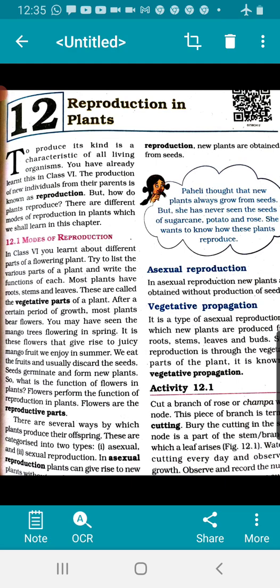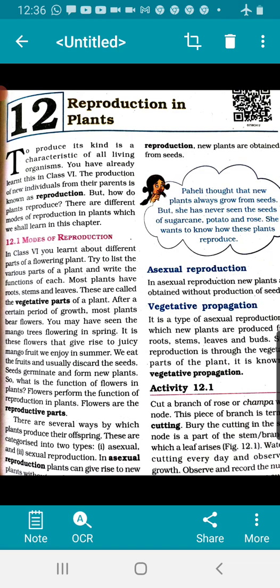Reproduction is an essential life process that helps in continuity of life. So today we are going to study about how reproduction takes place in plants. Lesson number 12. What is meant by reproduction? Reproduction is the process of producing new individual from the parents.